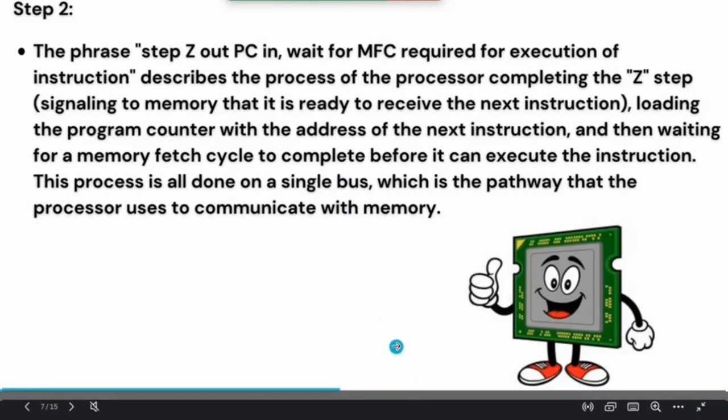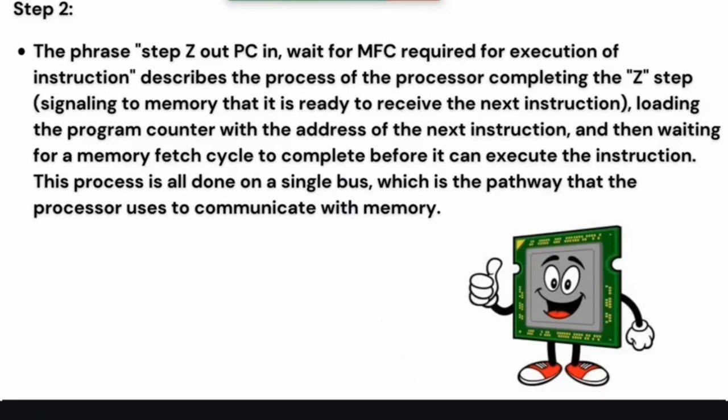Okay, so the next step is step 2. Let us learn about the different terminologies used in this step. The term step Z typically refers to a particular point in a computer's instruction cycle where the processor signals to memory that it is ready to receive the next instruction. The PCN refers to the process of loading the program counter with the address of the next instruction to be executed. Wait for MFC refers to the fact that the processor may need to wait for a memory fetch cycle, MFC, before it can execute the next instruction.